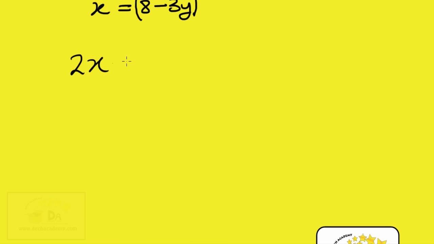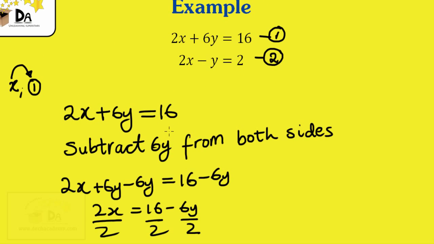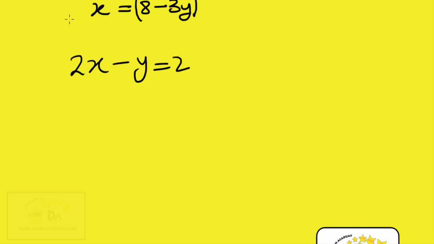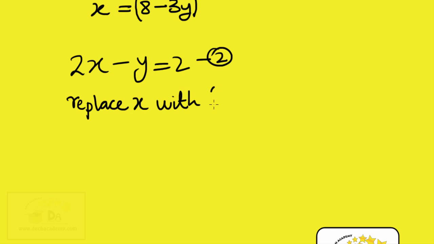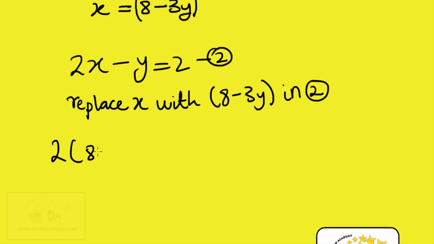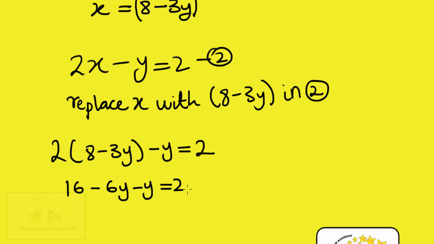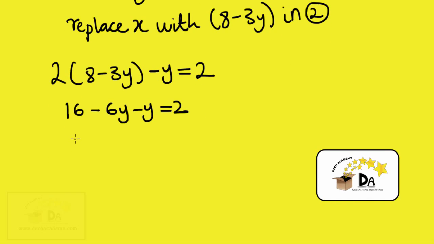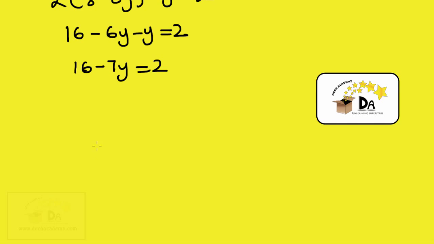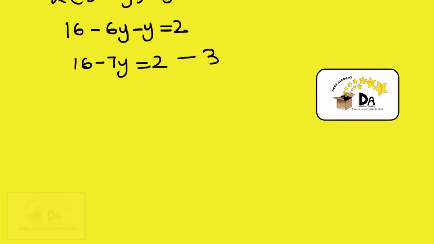Equation 2 is this, 2x minus y equals 2. As you can see, the result, this is going to be substituted into this equation. So replace x with 8 minus 3y in equation 2. Doing so gives, which is, now step 4 says, so that's the end of step 3. And I'm going to call this equation, equation 3.